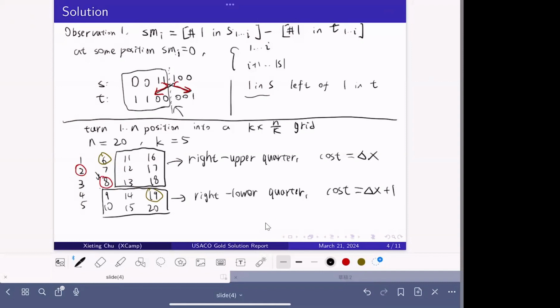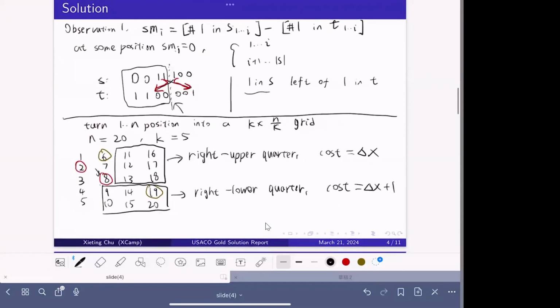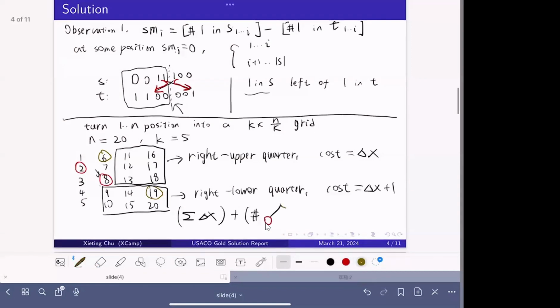So after this observation, what is the total cost, or the minimum number of moves we need to do after we do a matching? It should be the sum of all the delta X, which is always the same no matter how you do the matching, plus the number of left lower red matches to right upper yellow.